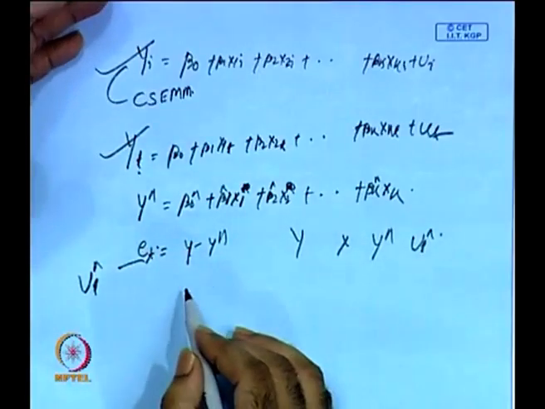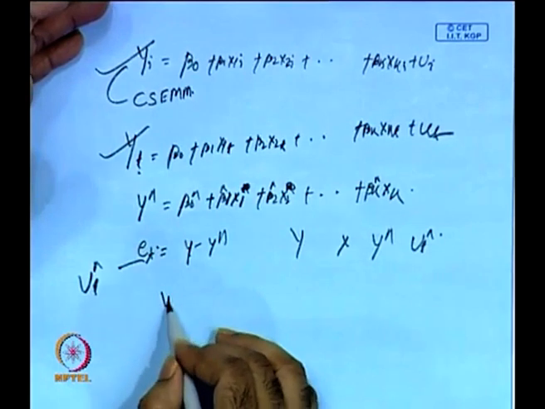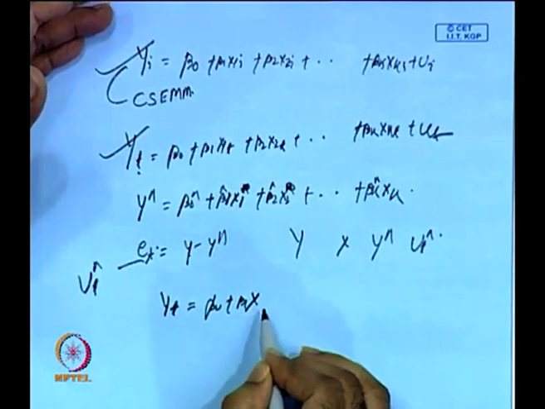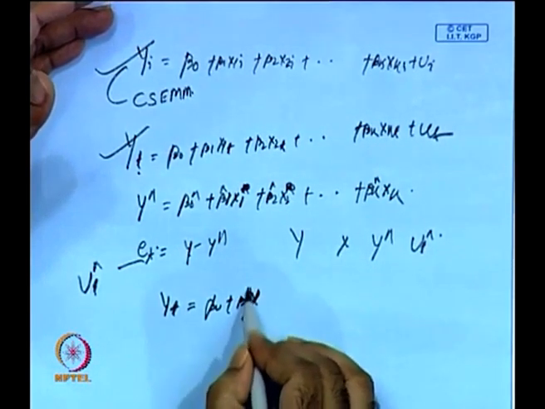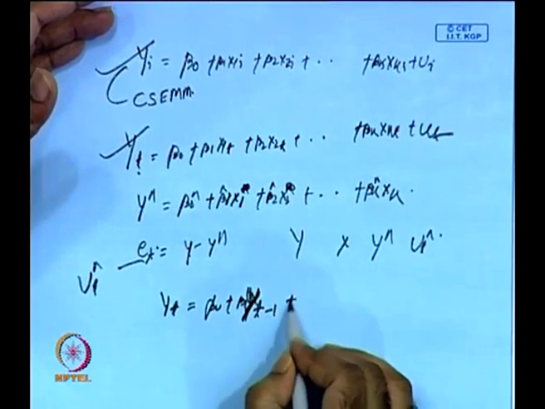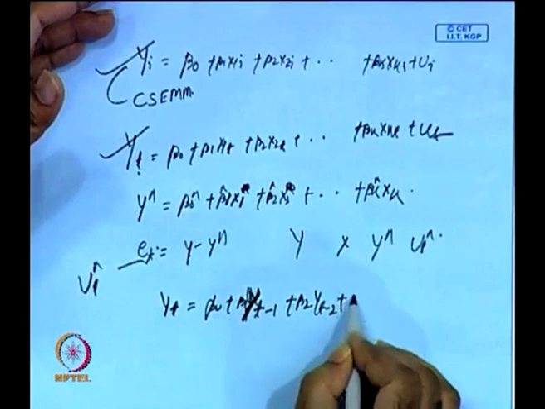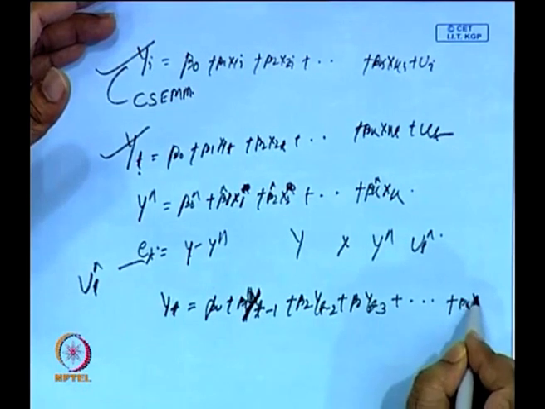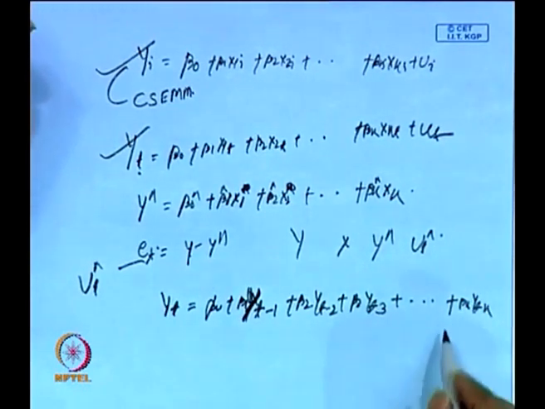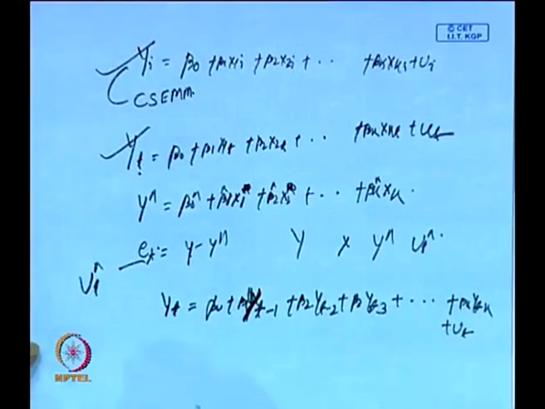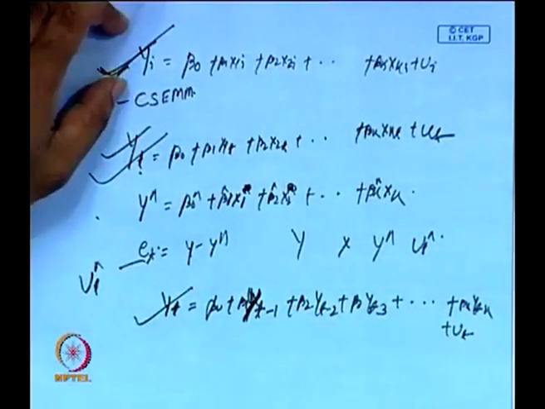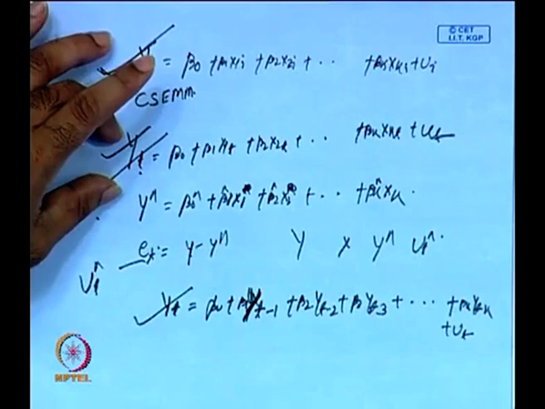Now I can write a model like this instead: y_t equals beta 0 plus beta 1 y_{t-1} plus beta 2 y_{t-2} plus beta 3 y_{t-3} plus so on, plus beta k y_{t-k}, plus u_t. This is how I can write a model. This is a multivariate model, and the other is also multivariate. This one is purely cross sectional modeling, and this is time series modeling, but it is not pure time series modeling.